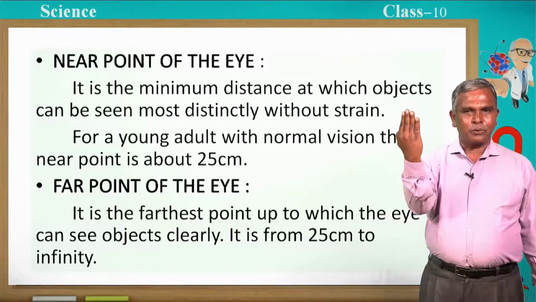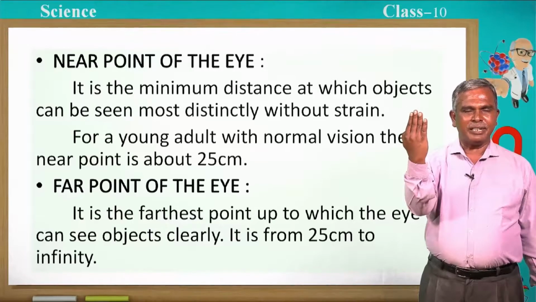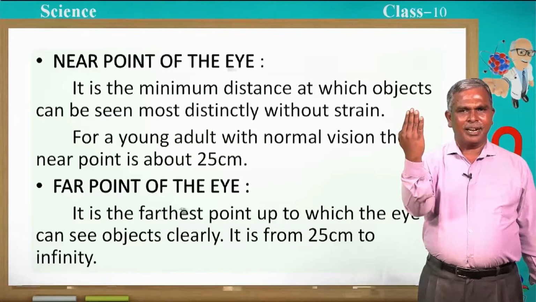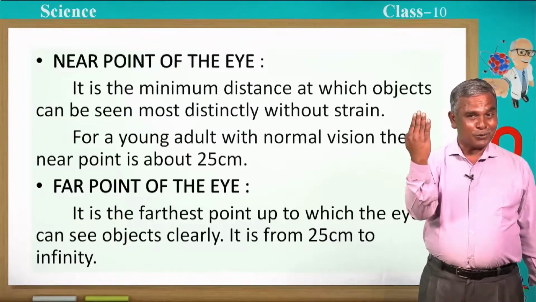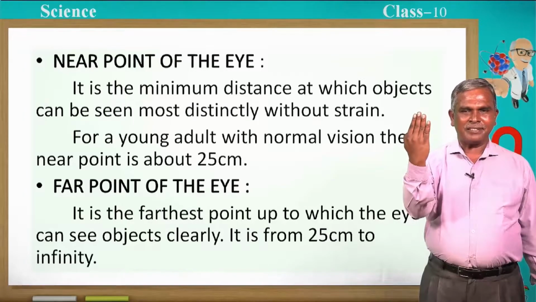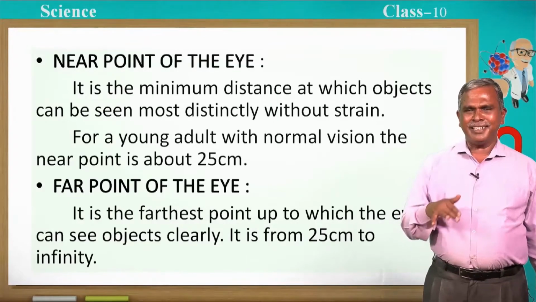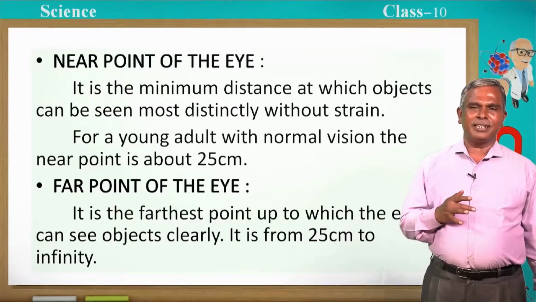So we have to keep the book or any object at least 25 centimeters away from our eye to have a clear vision, and it won't give much strain to our human eye. This minimum distance is called the near point of the eye. If there is a near point, there must definitely be a far point.